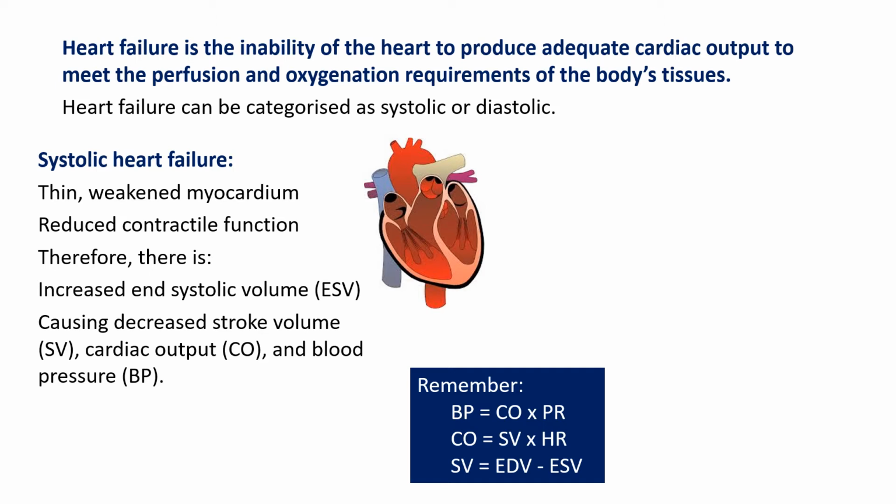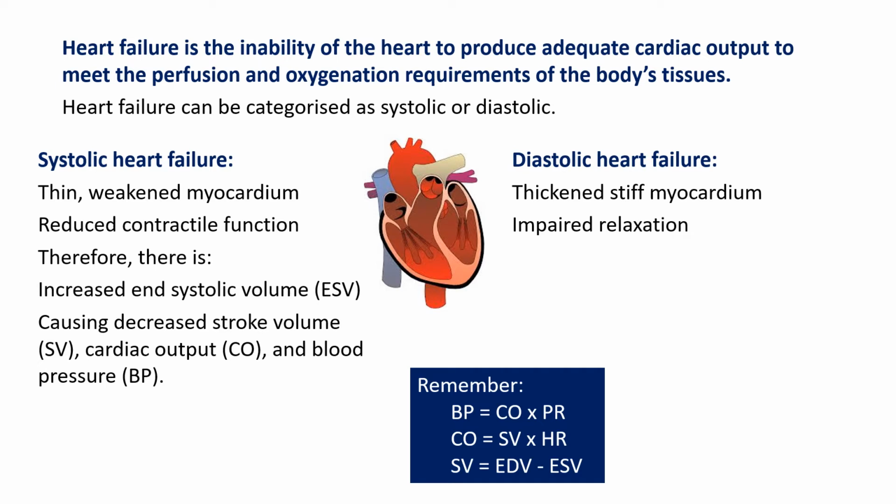If you have increased end systolic volume, of course, you have a reduced stroke volume. Remember, stroke volume is end diastolic volume minus end systolic volume, which is logical. It's the amount that's gone out, the difference between the two. So we have decreased stroke volume, decreased cardiac output, because stroke volume is a key part of cardiac output, and we will have decreased blood pressure because cardiac output is a factor of blood pressure.